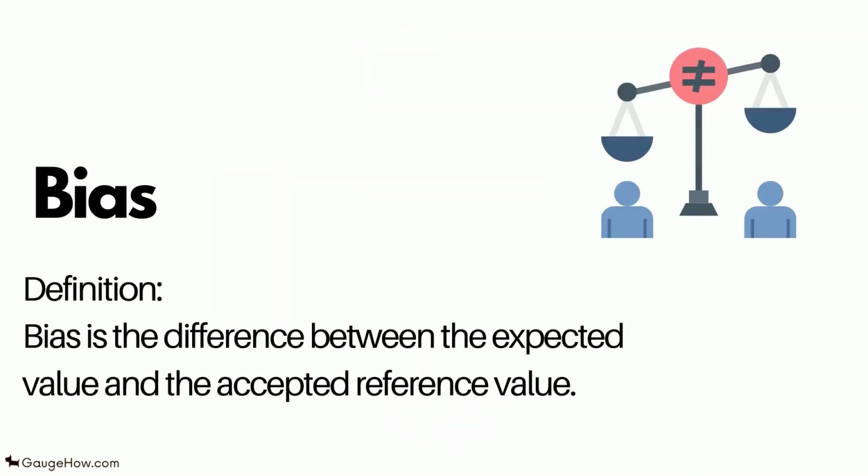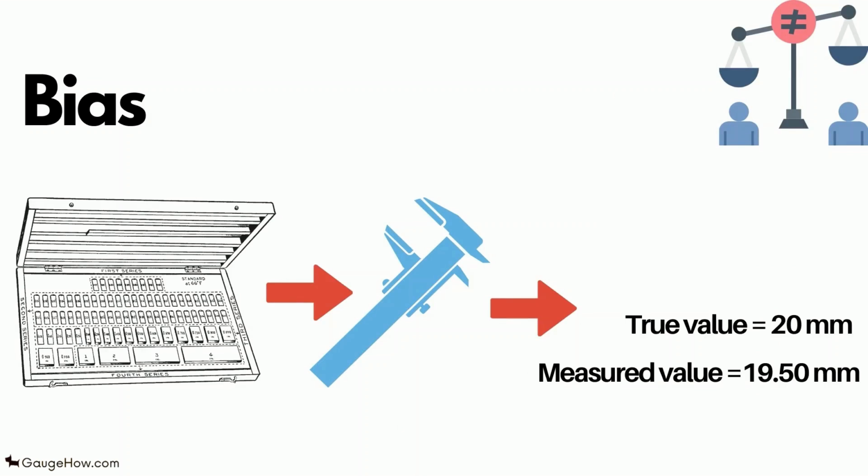Bias. Bias is the difference between the expected value and the accepted reference value. Let's consider one example. You are measuring a known value of gauge block by vernier caliper. The known true value is 20 mm and you measure it as 19.50 mm. The difference between these two is known as bias. It is a kind of error.